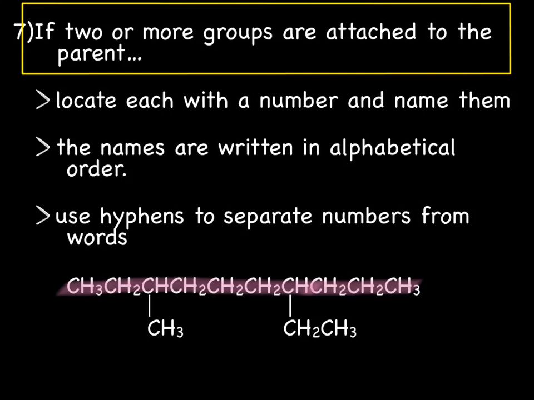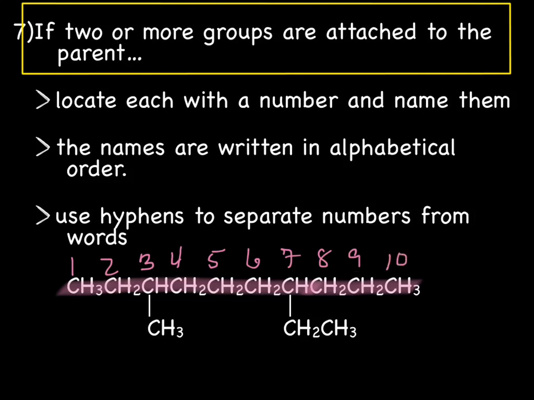So what's next? Next we have to number, going either left to right or right to left, the parent chain so that the nearest branch is at the lowest possible number. So if we number left to right, we'll have 1, 2, 3. So that puts the first branch at 3. If we go right to left, 1, 2, 3, 4. Yeah, it looks like it's left to right again. So you have 1, 2, 3, 4, 5, 6, 7, 8, 9, and 10.